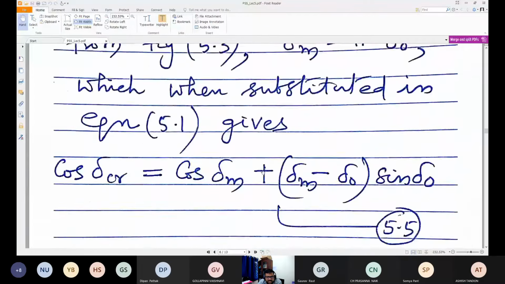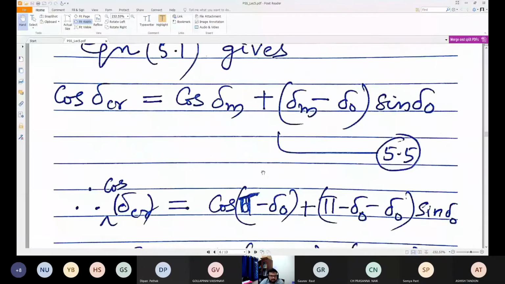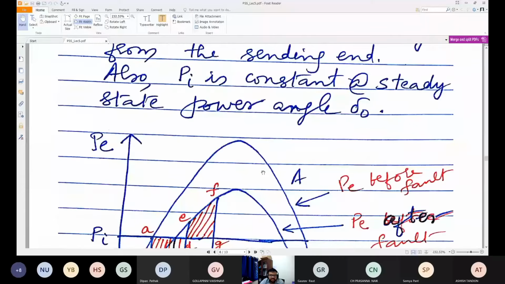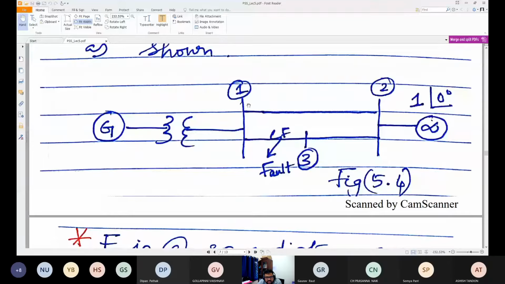There is a small change in the figure. Now we are taking the fault away from the sending end. That is, bus 1 is the sending end bus. Now if F is away from the sending end, somewhere at the middle or at the 3/4 length of this particular line, then what will happen?